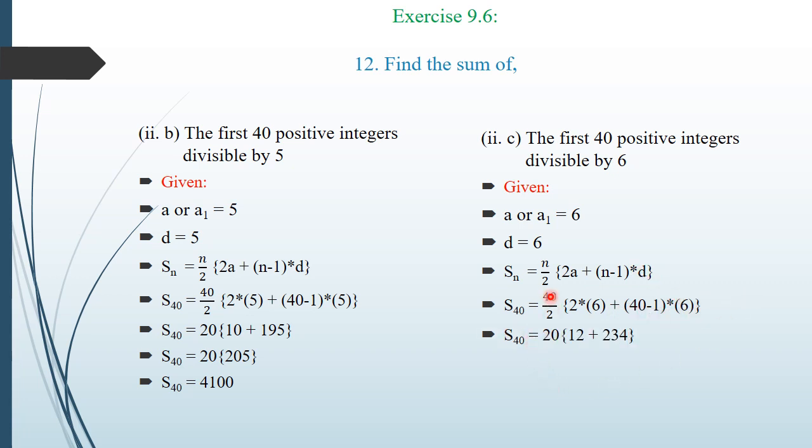Therefore S40 is equal to 40 by 2 is 20 into 6 into 2 is 12 plus 40 minus 1 is 39. 39 into 6 is 234. Therefore, S40 is equal to 20 into 246 and S40 is equal to 4920, which means sum of first 40 positive integers divisible by 6 is going to be 4920.